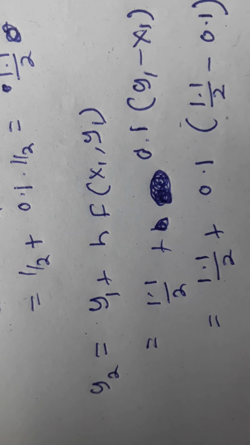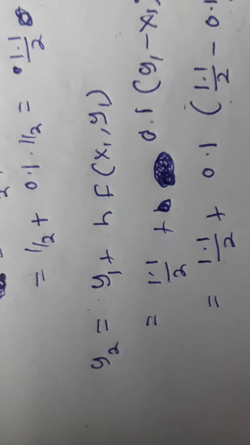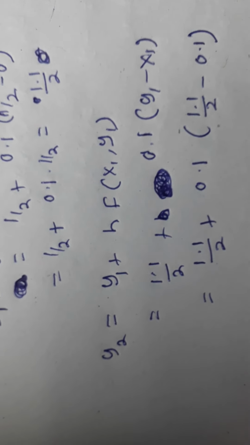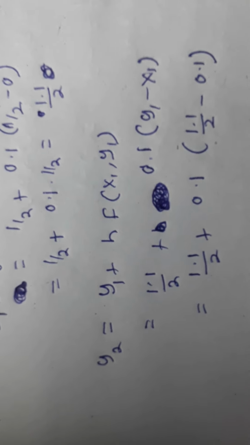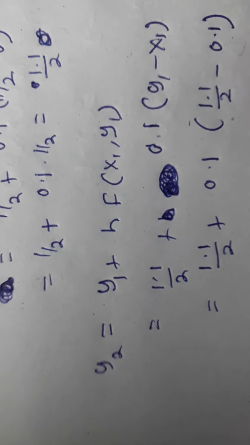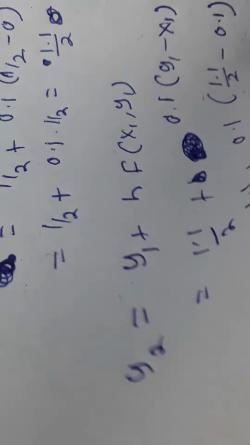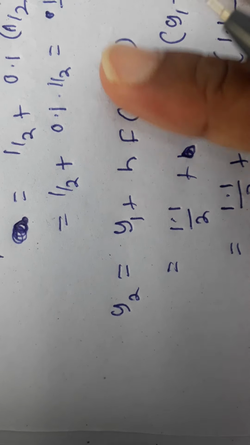Whatever the answer will be, we will calculate and proceed in this way. Guys, this is the Euler method to solve the differential equation in a numerical way. Some points to be made clear here. This is an iterative approach, means we will go on doing iterations.